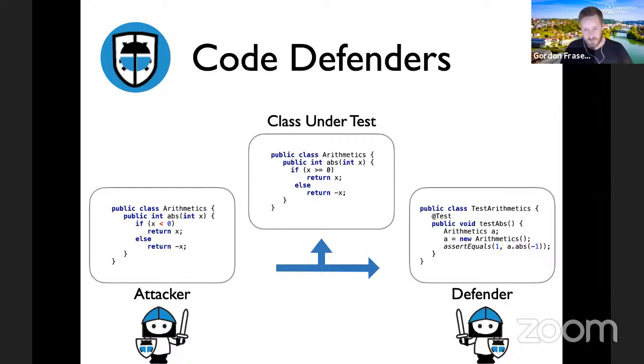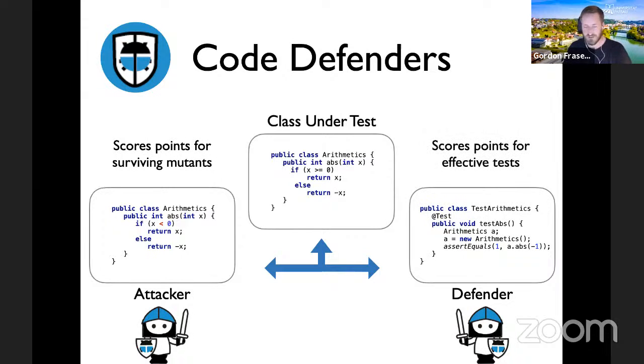Now, these test cases produced by the defenders are executed on the mutants produced by the attackers. And if the attackers succeed in producing mutants that are not detected by the test cases, then they have succeeded in identifying a weakness in the test suite, and so they score points for that. On the other hand, if the defenders succeed in creating tests that detect some previously undetected mutants, then the defender scores some points because they have managed to improve the test suite.